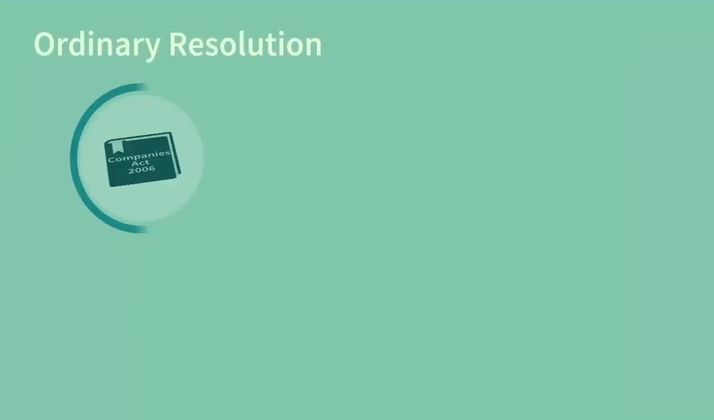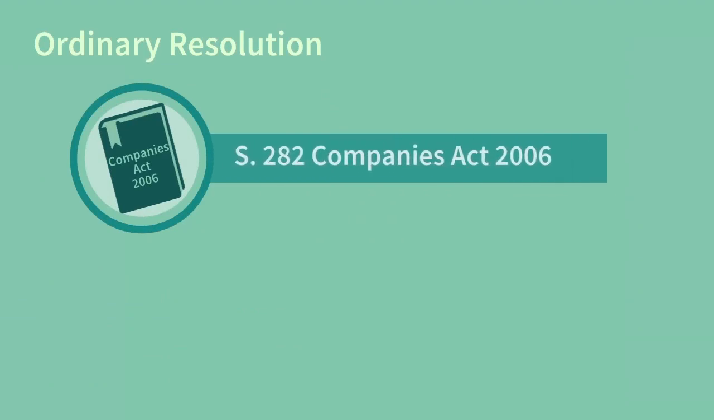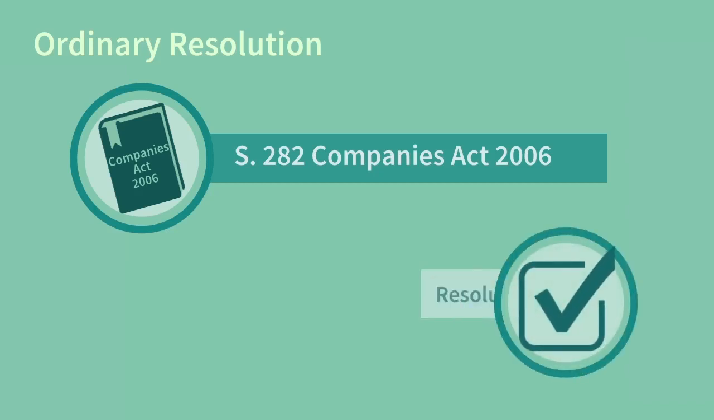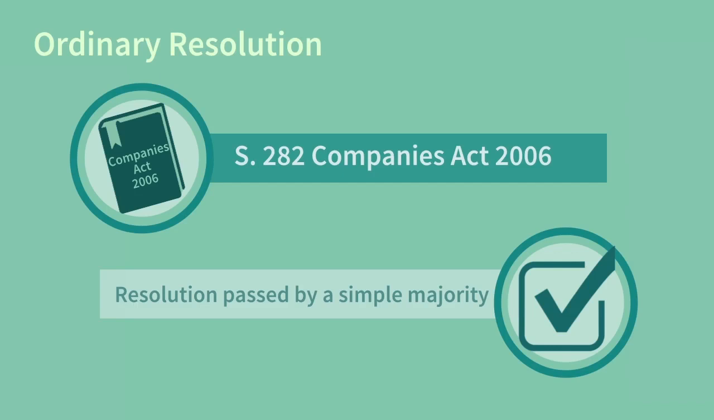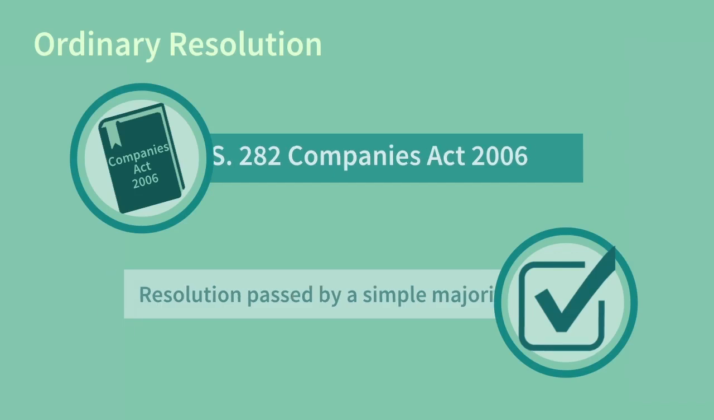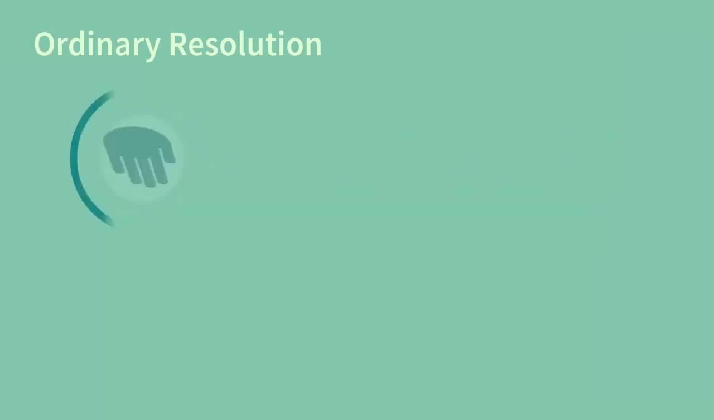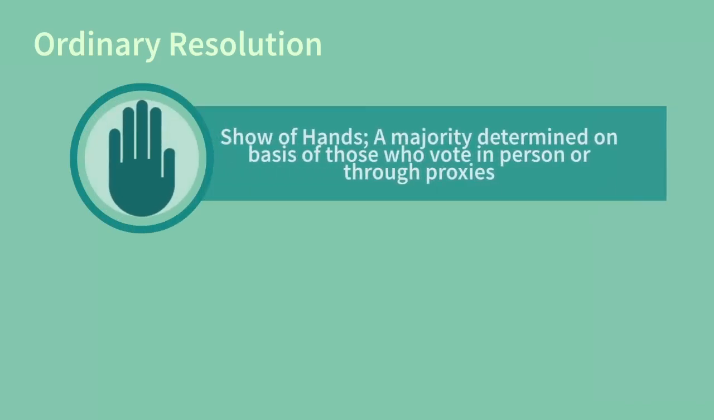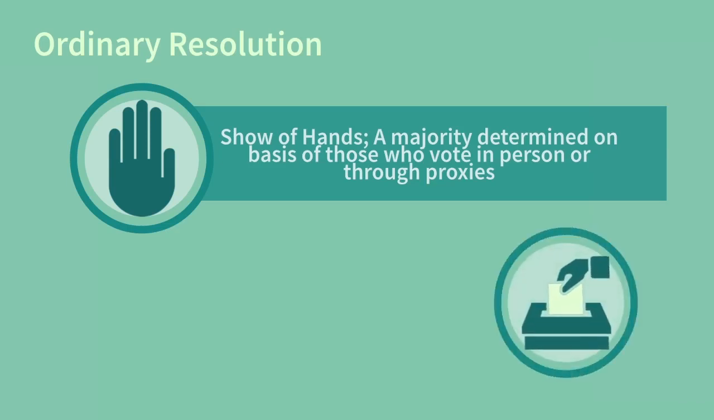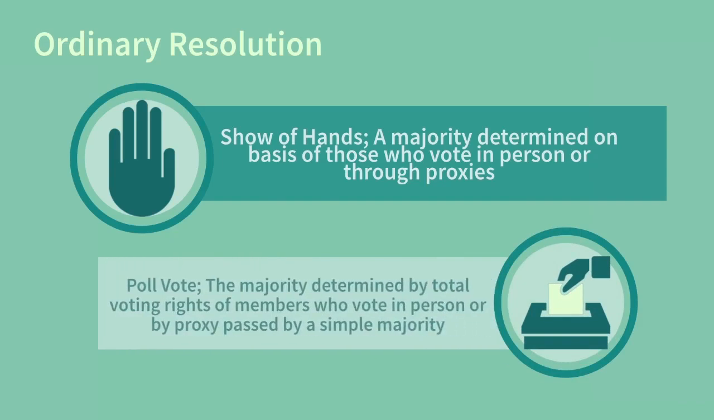Turning to the types of resolutions. Section 282 of the Companies Act 2006 defines an ordinary resolution of the members or a class of members of a company as a resolution that is passed by simple majority. If the resolution is to be voted on a show of hands, the majority is determined on the basis of those who vote in person or as duly appointed proxies. Where a poll vote is called, the majority is determined in relation to the total voting rights of members who vote in person or by proxy.